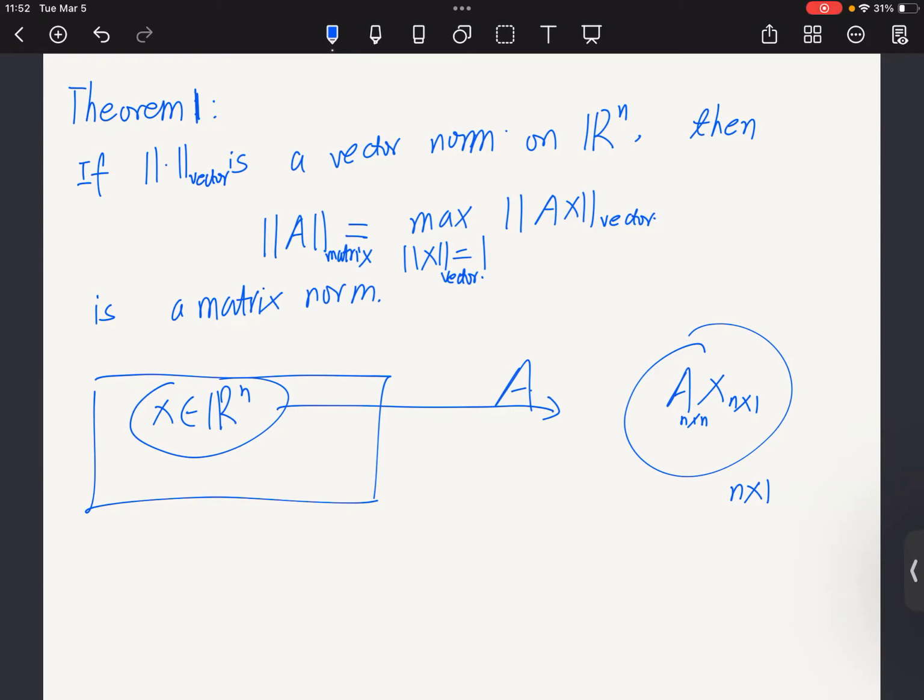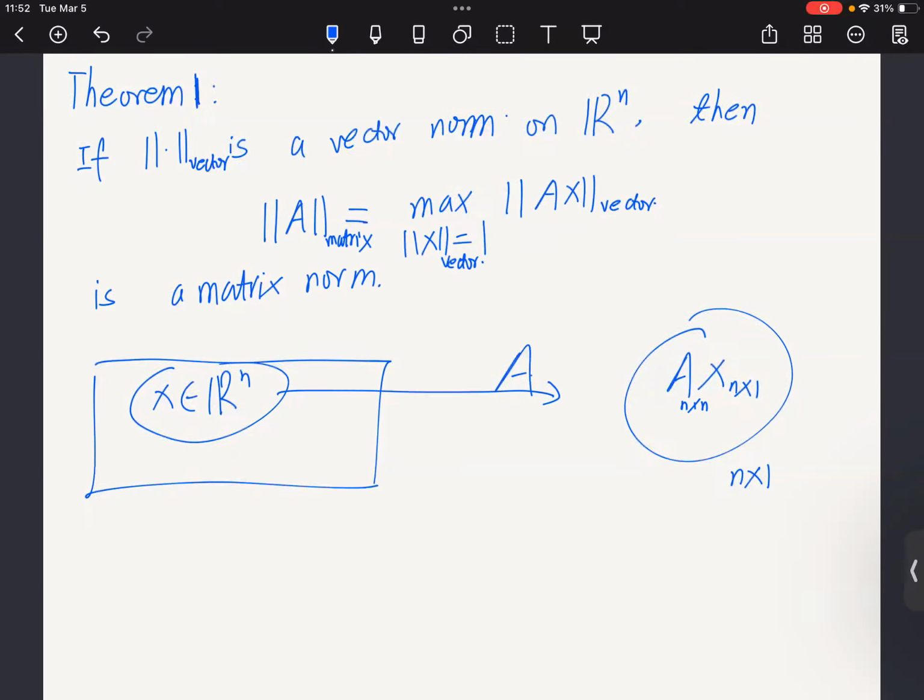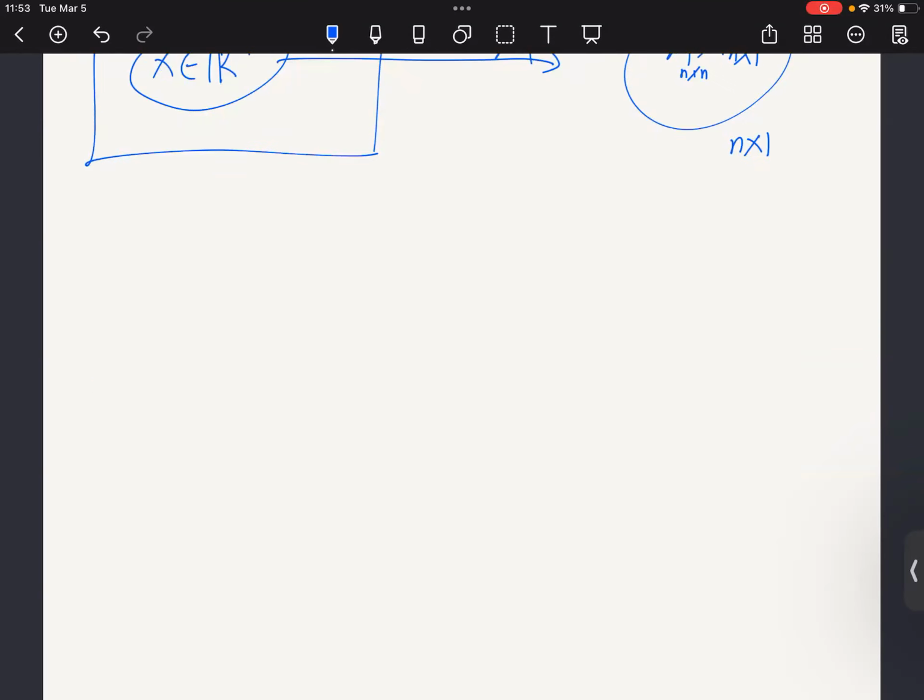And this is Theorem 1. I'm going to skip the proof here, but you can go back and check the definitions one by one to confirm that this is a matrix norm. But now I'm going to tell you some things that you can actually have. So I'm going to give you two definitions first.